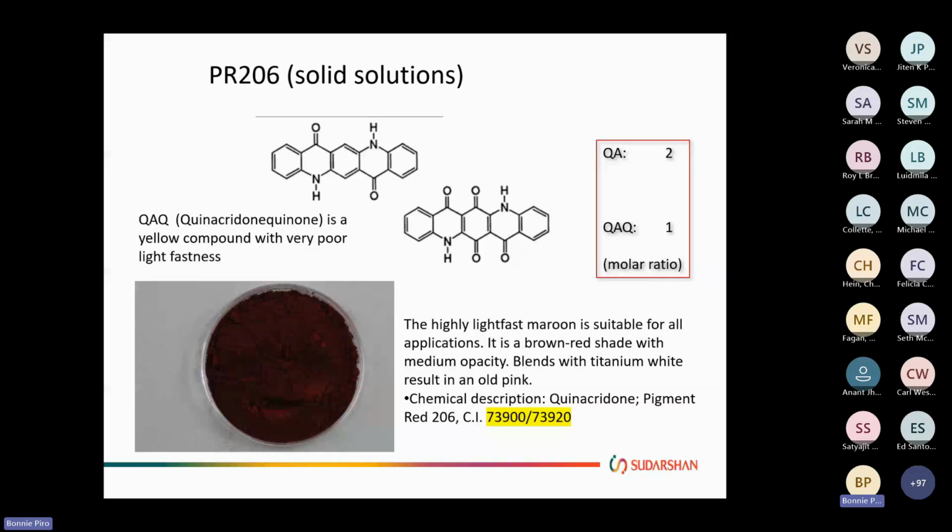Very good properties. One thing to note: if you ever wonder whether the compound is a single pigment or a solid solution, you can always tell by the color index number. It's always going to identify both compounds within that particular solid solution, where the color index identification might be unique, like Pigment Red 206. The color index number does distinguish that there are 2 compounds within that particular chemistry.